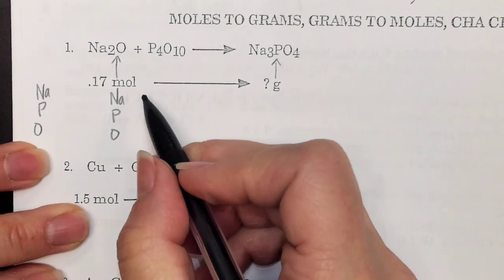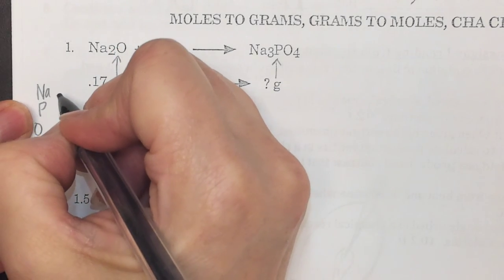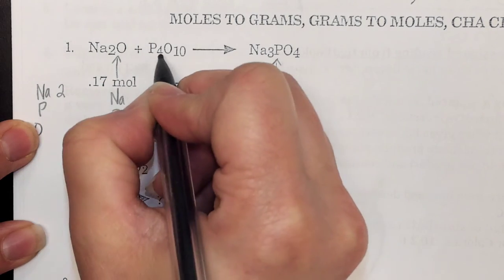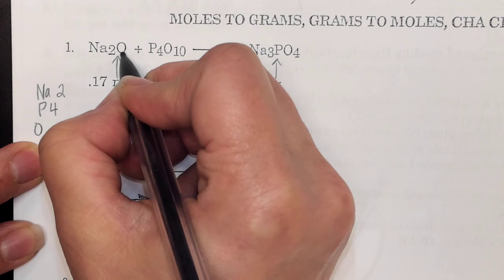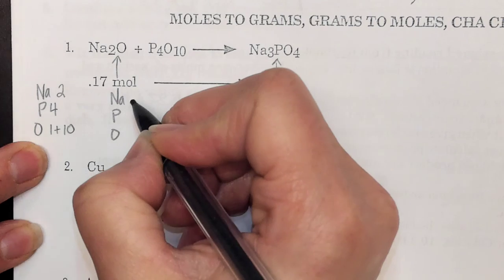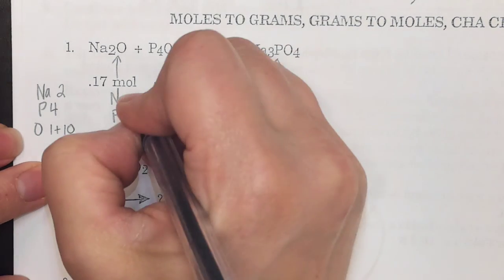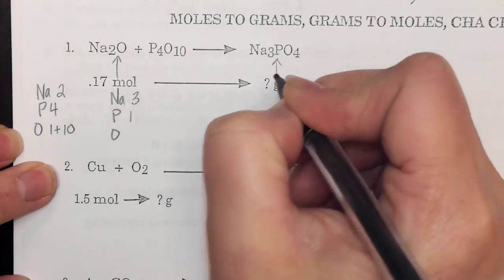All right, let's write down how many we have of each of these. Okay, so I'm going to have Miss Diana help me out here. How many sodiums do I have on the left? 2. How many phosphorus? 4. And how many oxygens? 1 plus 10. Perfect. Okay, and then let's have Austin help me out on the right. How many sodiums, Austin? 3. And phosphorus? 1. Good. And oxygen?